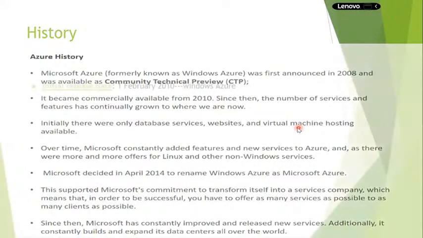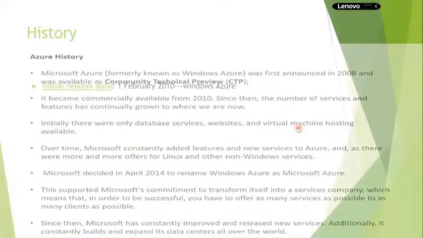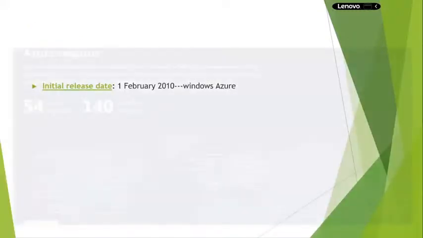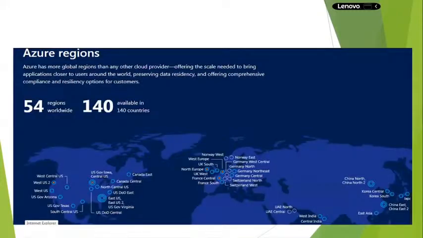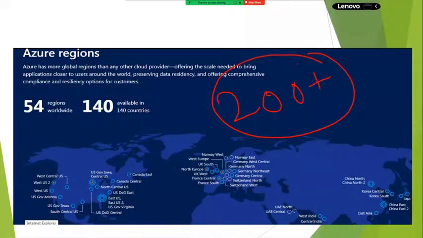Now I am telling you why Microsoft Azure, why not AWS. Microsoft has around 200 plus data centers around the world. No other cloud has this many data centers. This is the biggest and first organization which has installed this many data centers. Next, they have directly mentioned that Azure has more global regions than any other cloud provider. Here, other cloud provider, I can say AWS.